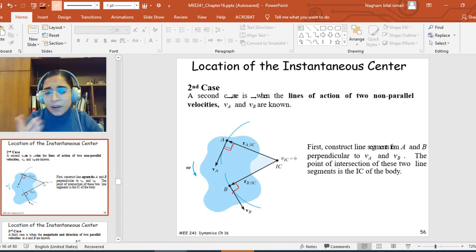And then I can find, in fact, any velocity, all right? So if I have a point E here, what should I do? I should only find the distance between E and IC, and then VE will be omega times r from IC to E.